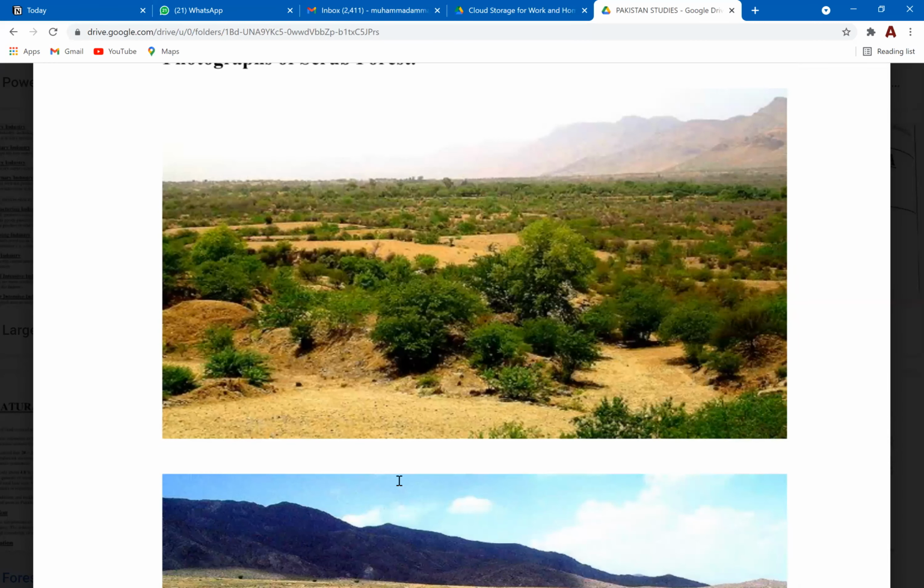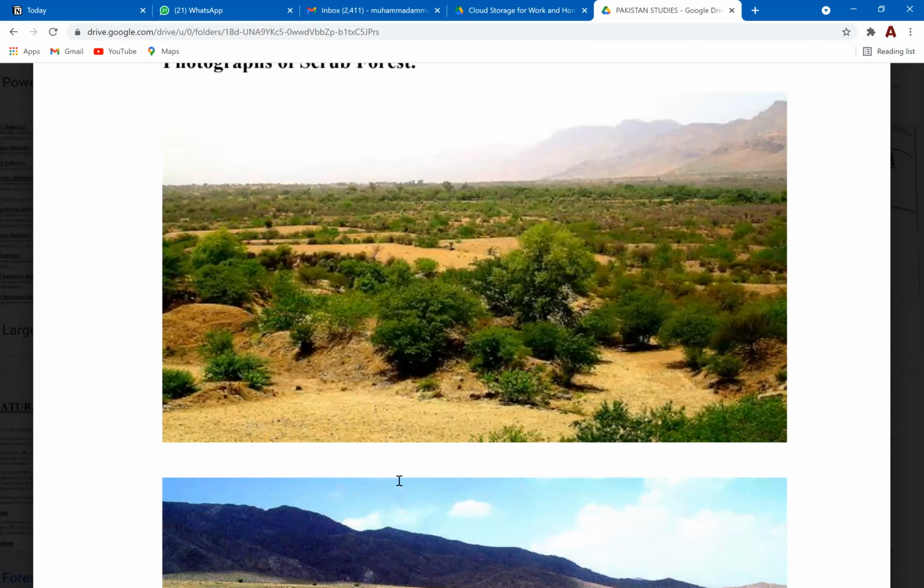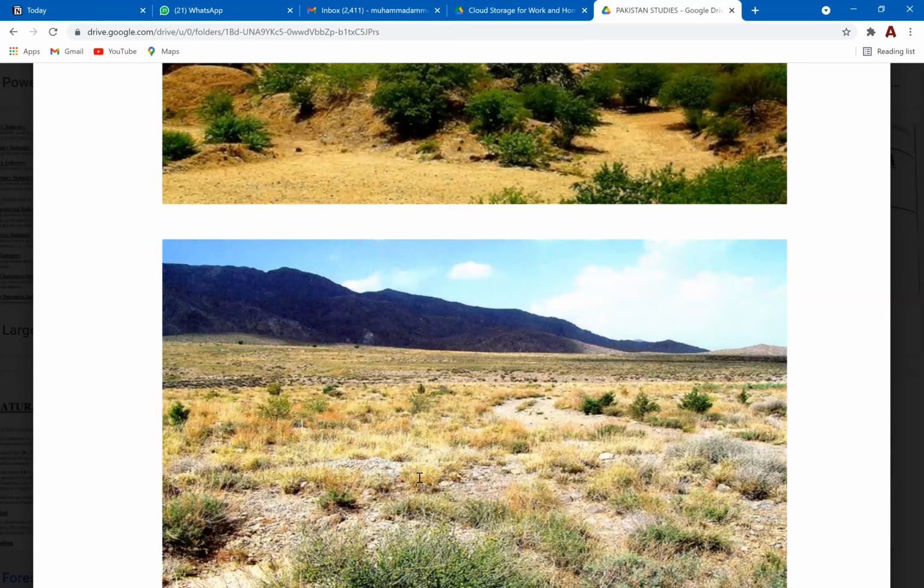This is a very blurred picture of tropical dry forests. Yeah, this is another one. Trees are usually lesser in the height. These are mostly bush-like trees.